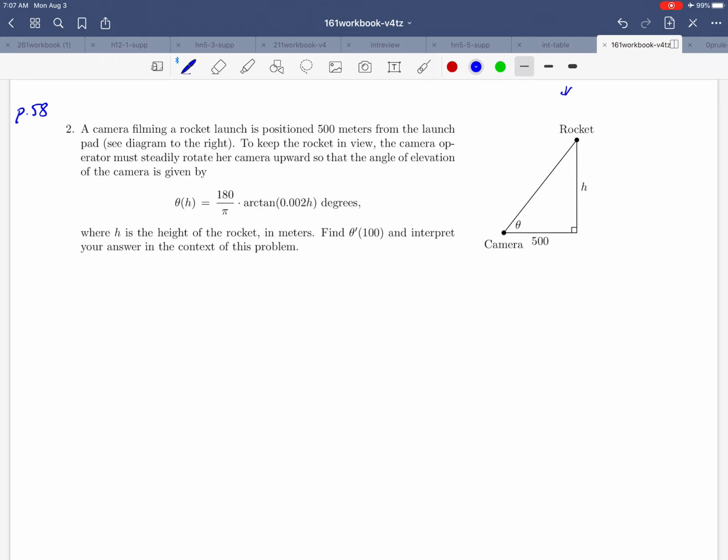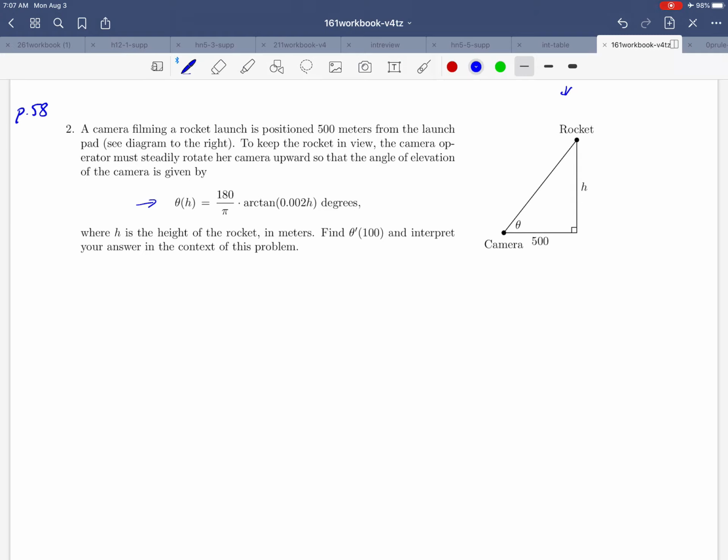To keep the rocket in view, the camera operator must steadily rotate her camera upward so that the angle of elevation of the camera is given by theta of h equals 180 over pi times the arctangent of 0.002 h degrees, where h represents the height of the rocket in meters. And they would like us to find the derivative of this function theta at 100.